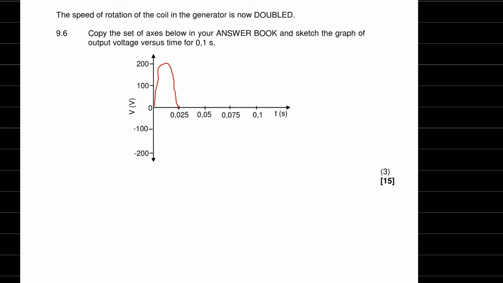And then it's going to reach negative 200, like so. It's going to go back up to 0.05. It's going to go down, and like so. And this should cap off at 200. That's how it looks.